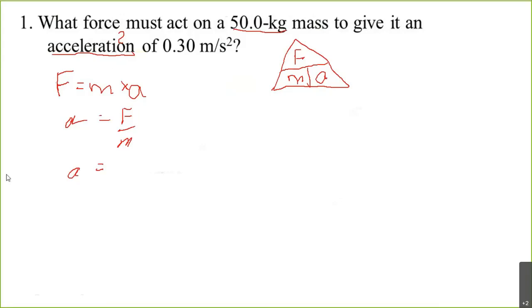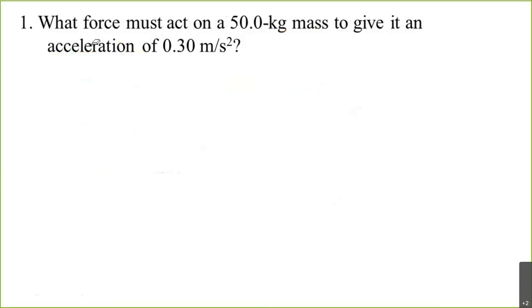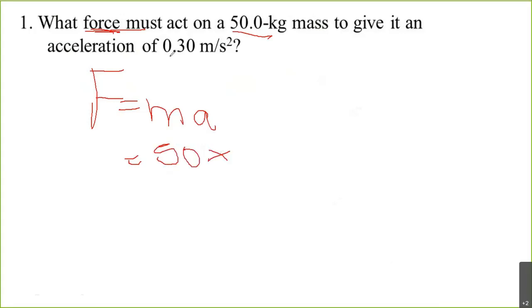Oh wait, sorry. Way backtrack. Claire, we're finding force. This is the easy one. We didn't have to do all of that. Force is equal to mass times acceleration. The mass is 50. And the acceleration, we know, is 0.3 meters per second squared. If we plug that in our calculator, multiply that out, we're going to get 15 newtons. Okay?